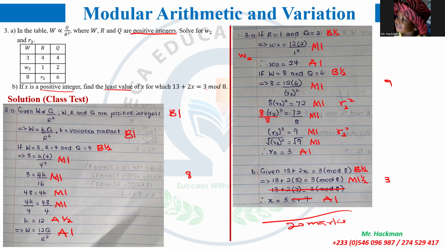Your modular result is the remainder. So when you have that situation, you need to go for your replacement set. Your replacement set will be the set of remainders under the modulus, which is 8. So the set of remainders will be 0 up to what? Up to 7. So you test for each of them.